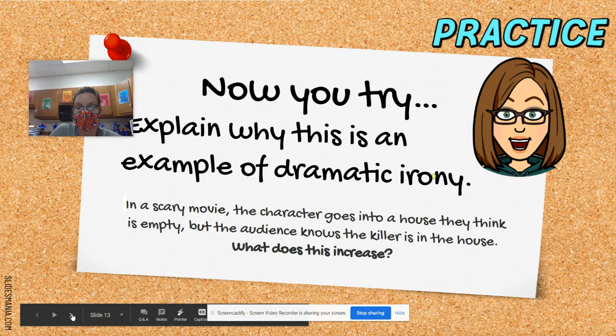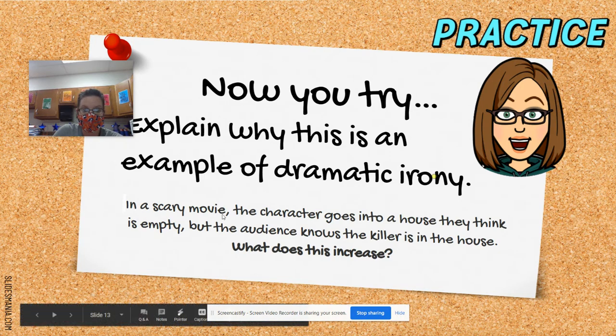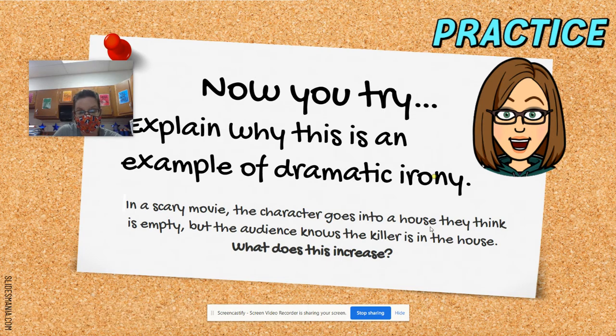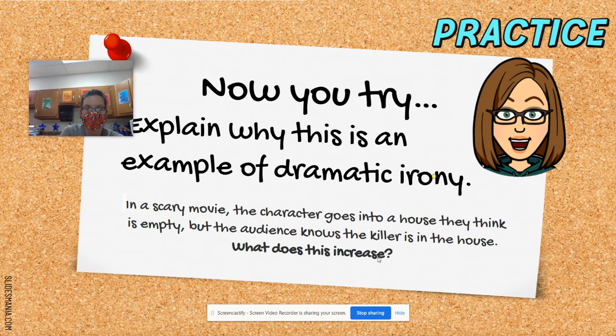Now again, you try. Here's your practice. Explain why this is an example of dramatic irony. In a scary movie, the character goes into a house they think is empty, but the audience knows the killer, the bad guy, is in the house. What does this increase now? I know that's dramatic irony, but what does it increase?